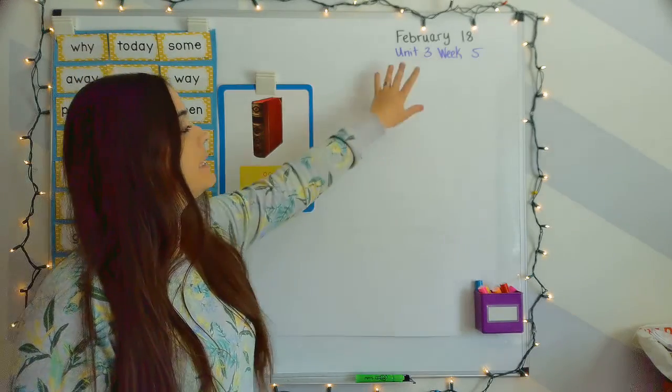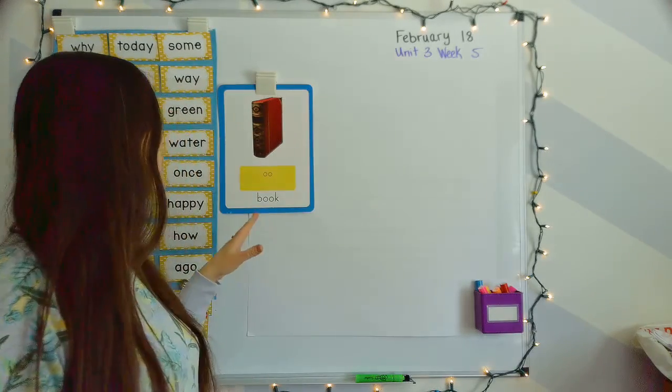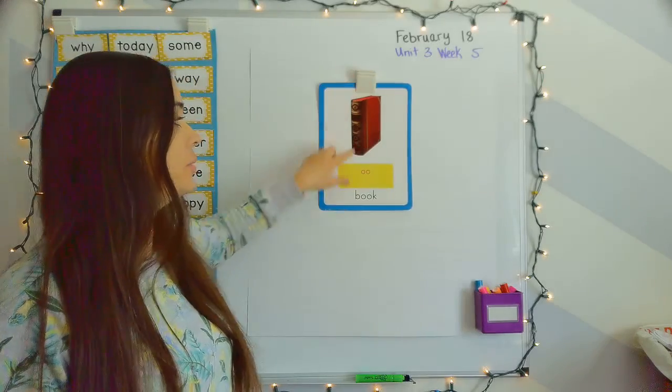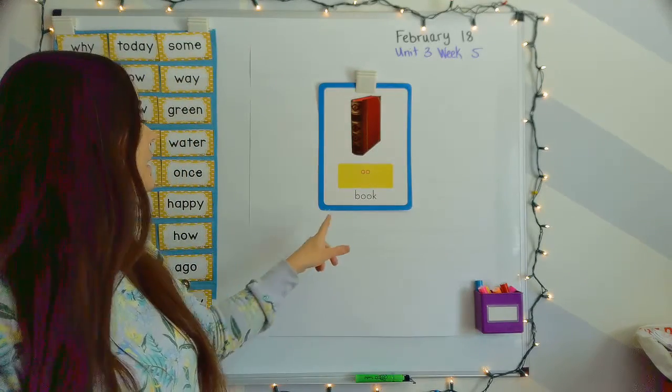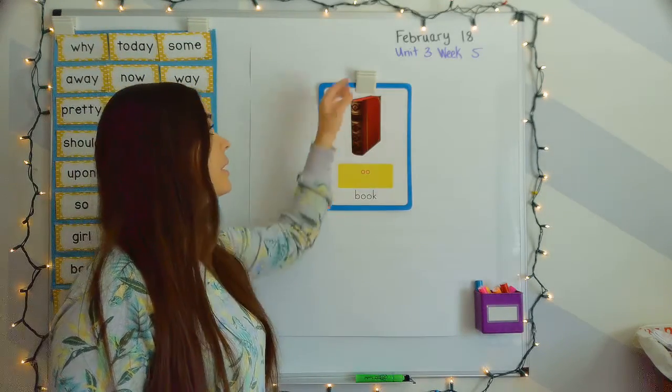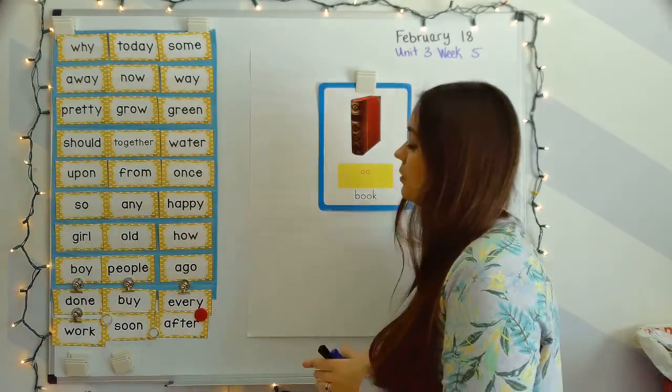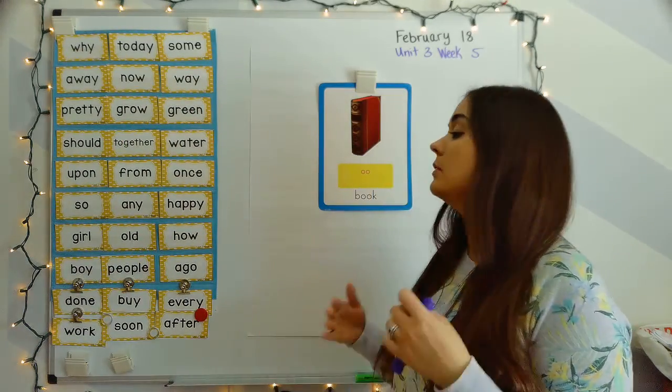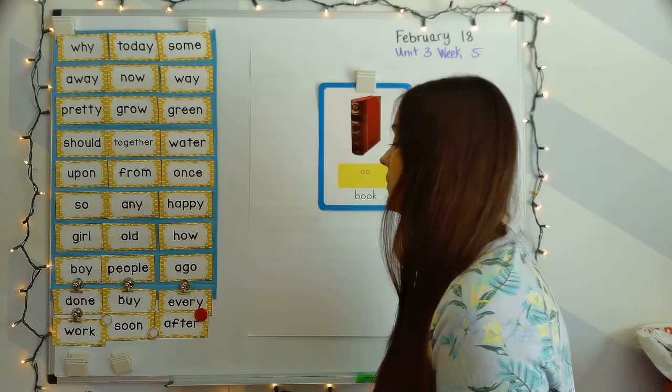Today's February 18th. It's Unit 3, Week 5. And this week we are learning that O spelling, which says the middle sound you hear in the word book. So let's do our high frequency words first. And of course, if you know the word, make sure you say it. If not, participate, pay attention.